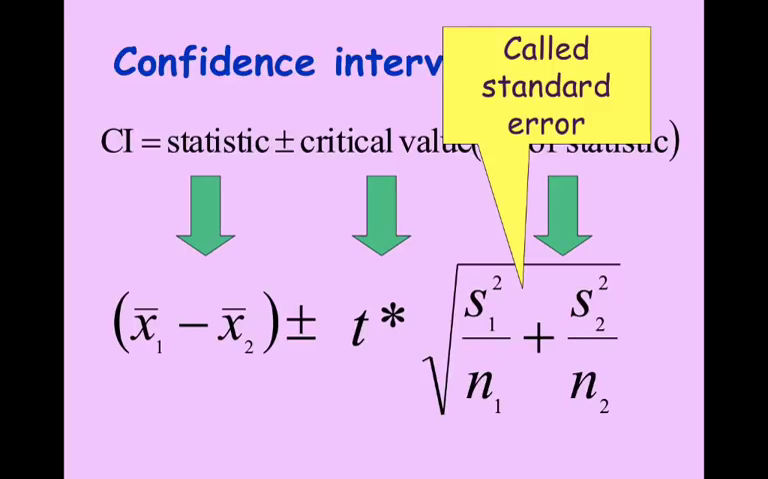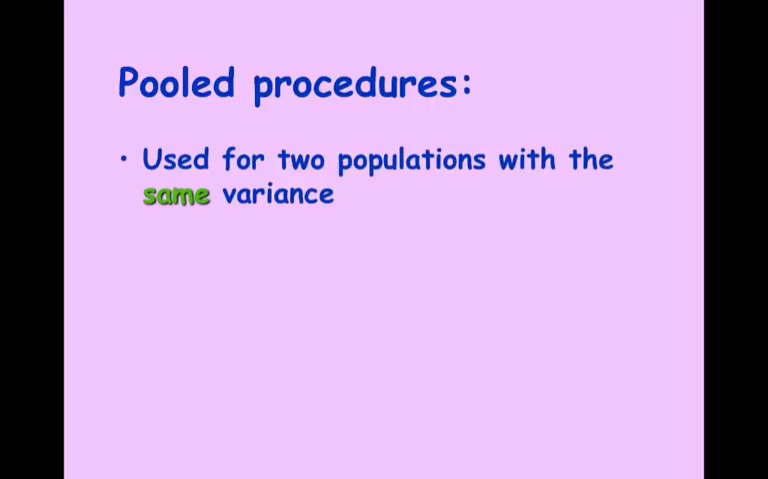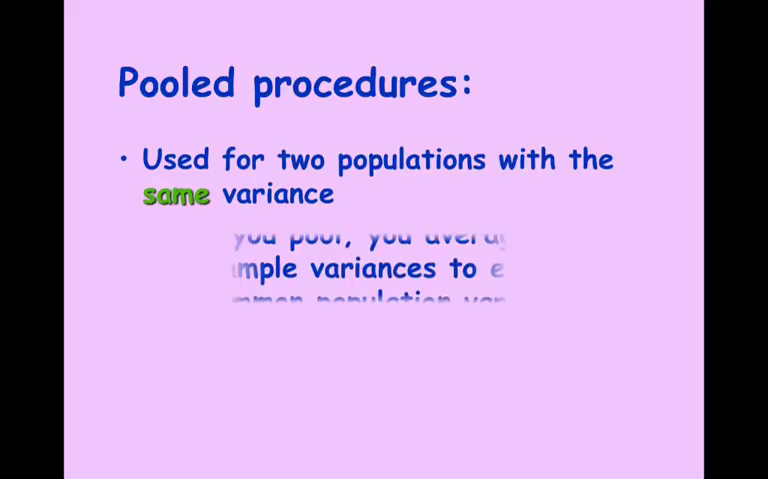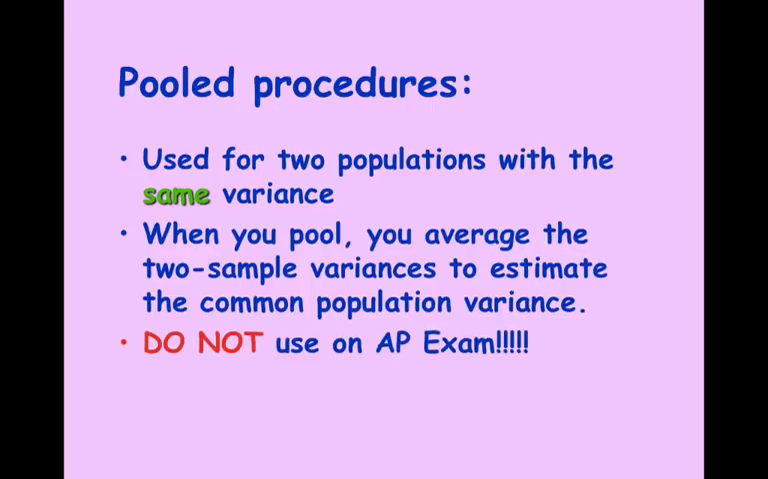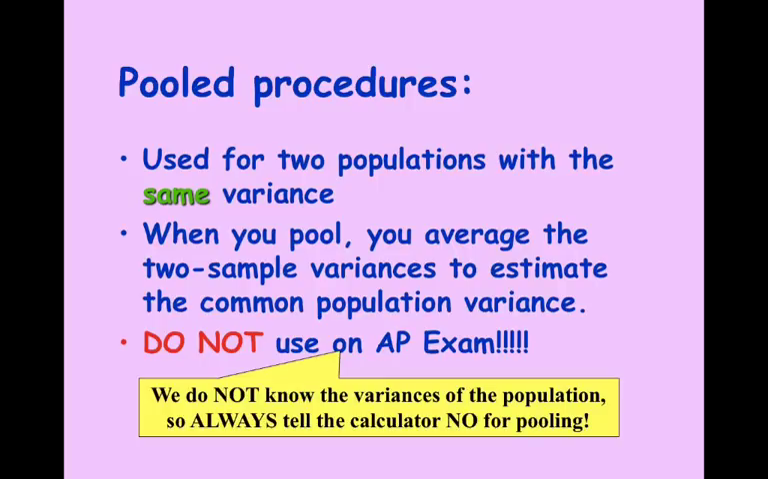Now, in doing 2 sample procedures, you're going to be asked whether you use pooled procedure or not. When we're talking about a pooled procedure, we use this when we have 2 populations with the same variance. When we pool, we're averaging the 2 sample variances to estimate a common population variance. We are not going to use pooled procedures on the AP exam. The reason is we really don't know the variances of the population, so we're not going to use pooling. Your calculator will say pooled or not pooled. You're going to select no. We're going to tell the calculator no for pooling.